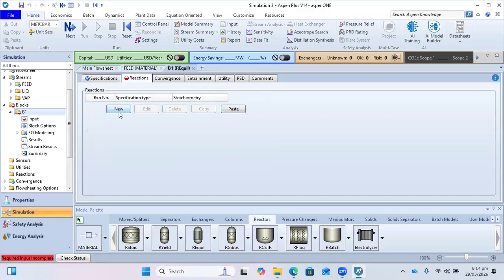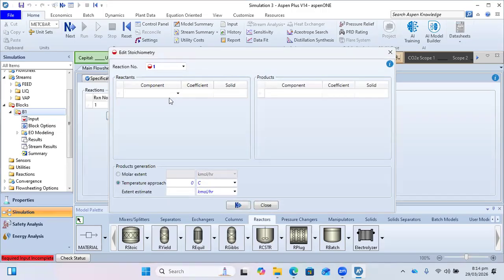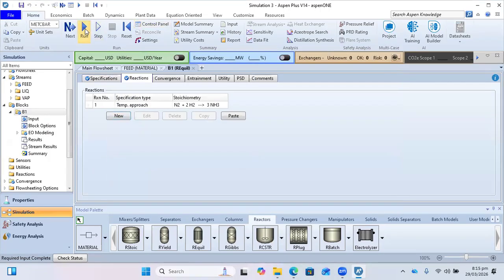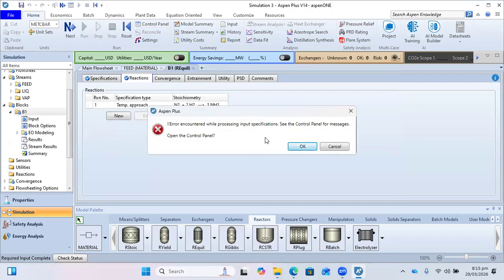It's similar to what we did for the R stoic, right? So we have our N2, we have our H2, we have our NH3. We are not expecting them to be solid, so we keep that side at no, don't change it. So N2, the coefficient is 1, H2 is 2, NH3 is 3, and we are done with that, right? So we can run the simulation and we can see what happens.